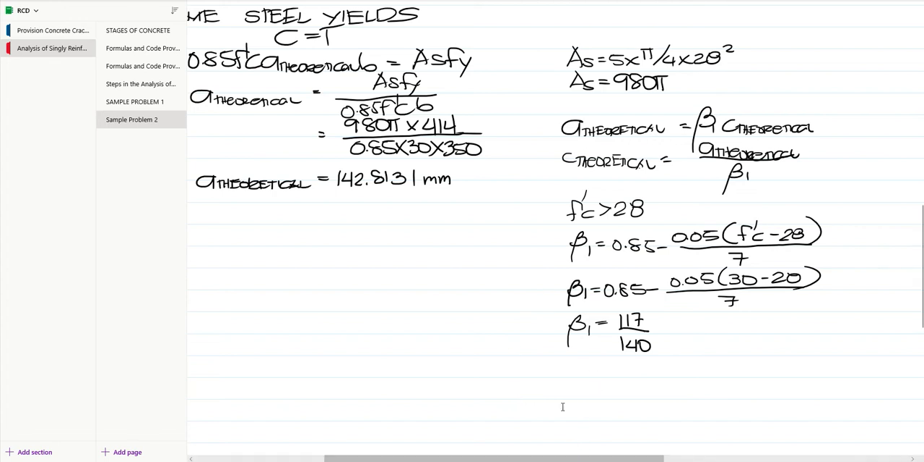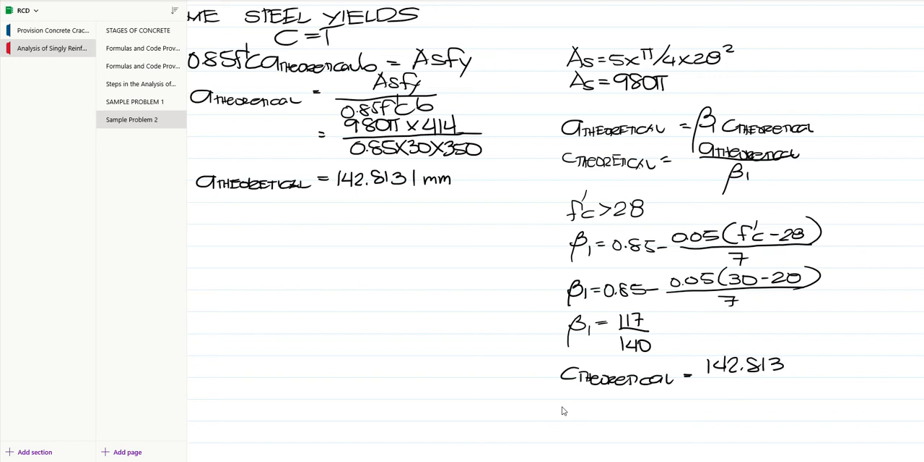So, getting the value of our C theoretical from that one, we can have C theoretical equivalent now to 142.8131, which is our A theoretical, divided by 117 over 140. So, our C theoretical will be equivalent to a value of 170.8875. So this is in mm.